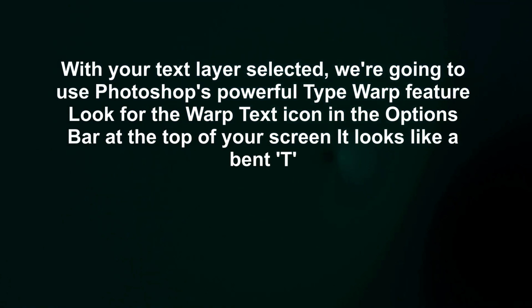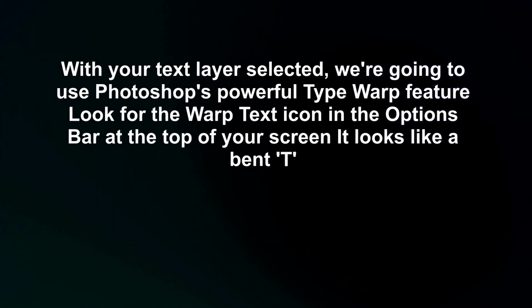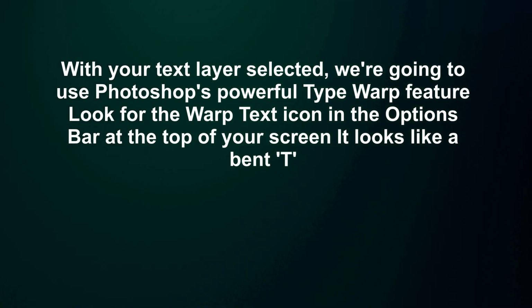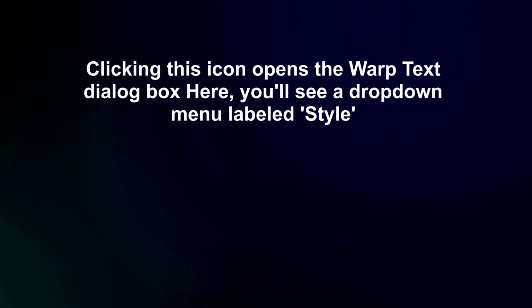With your text layer selected, we're going to use Photoshop's powerful type warp feature. Look for the warp text icon in the options bar at the top of your screen. It looks like a bent T. Clicking this icon opens the warp text dialog box.